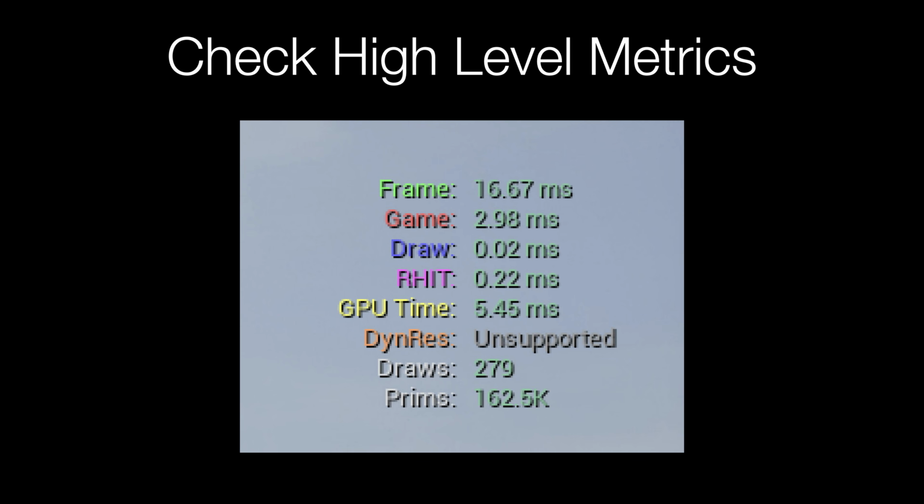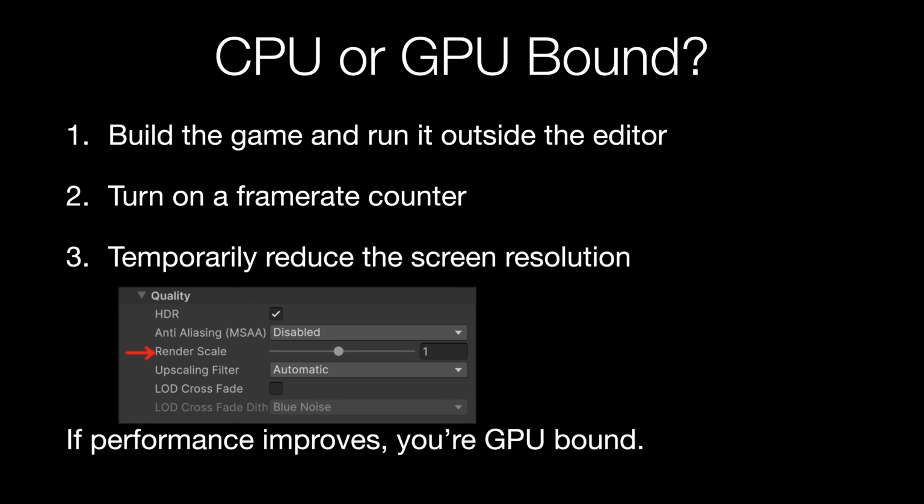If your on-screen metrics include a CPU time and GPU time, it's easy to see if you're CPU bound or GPU bound. Whichever processor has a higher time is the one that's bottlenecking the scene. If your metrics don't include these two stats, it's very easy to figure out the source of the problem by just following these steps. First, build your game and run it outside the editor.